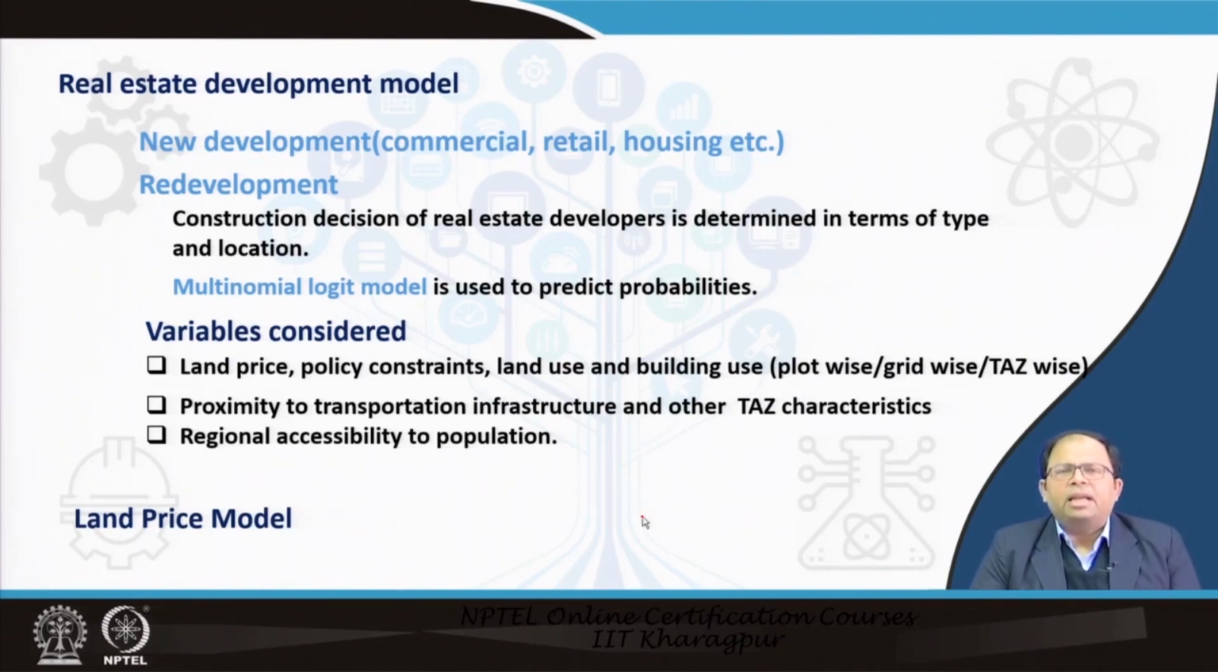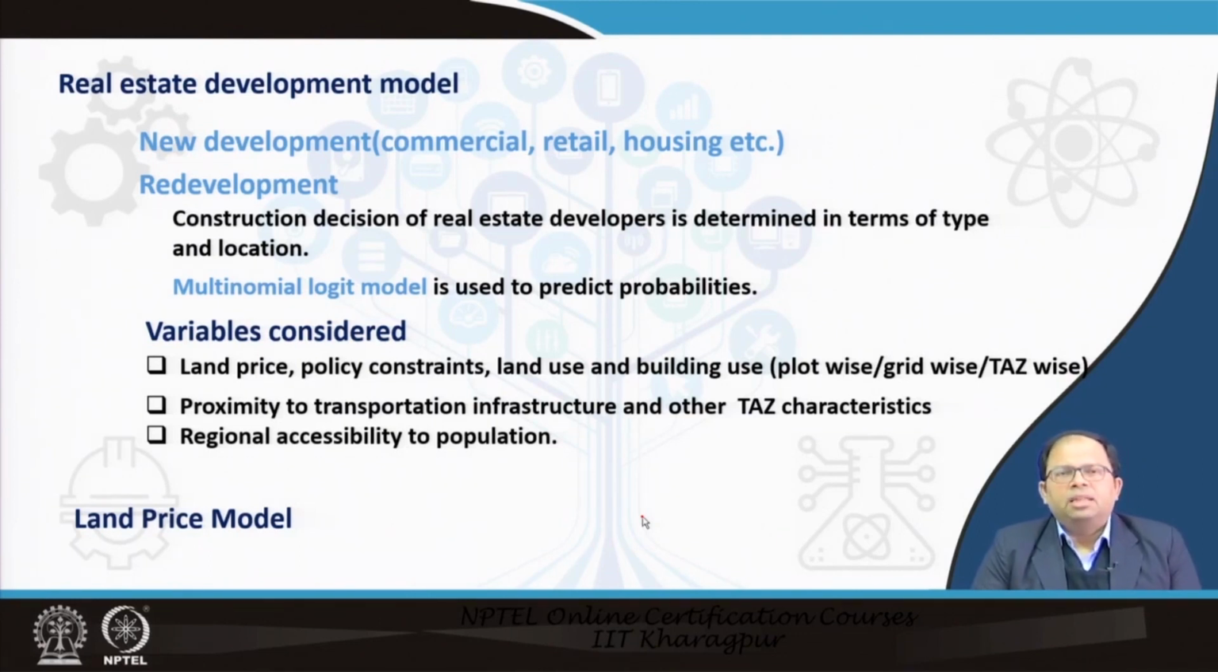We can have many categories of building. We can define them as commercial, retail, housing. Then we can have subtypes. Housing could be high-end residential, or residences for the middle income group, or it could be plotted housing, and so on. Similarly, retail could be of different kinds. Commercial buildings could be of different kinds as well. And in this particular model, the construction decision of real estate developers is determined in terms of type and location. So both the type and location of that particular construction is determined, and here again we use a multinomial logit model which is used to predict probabilities.